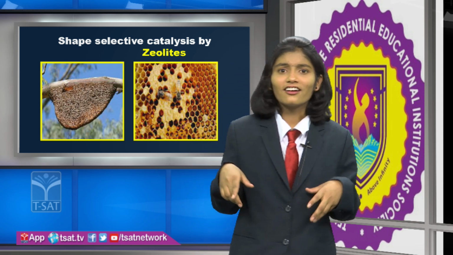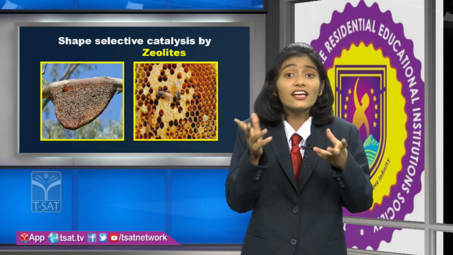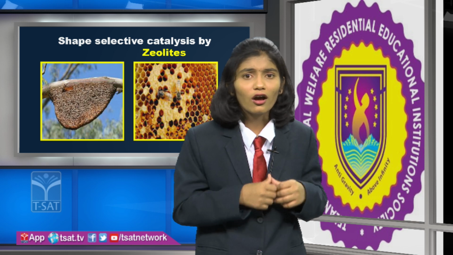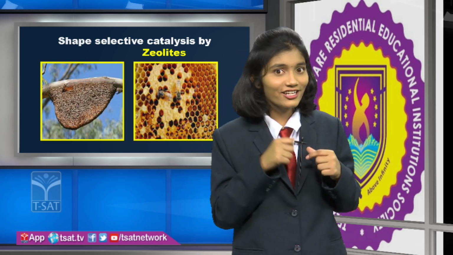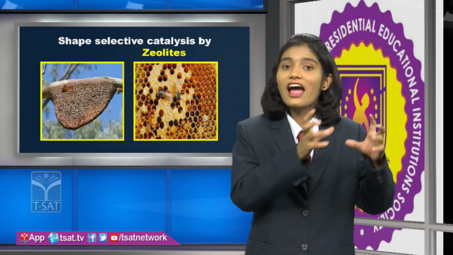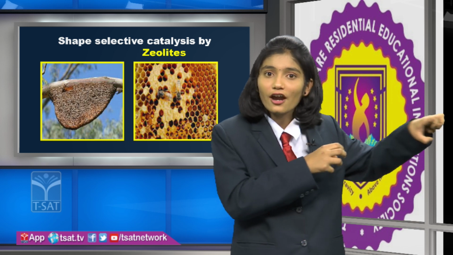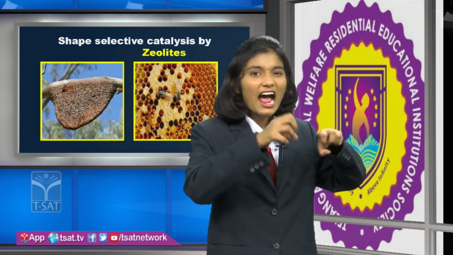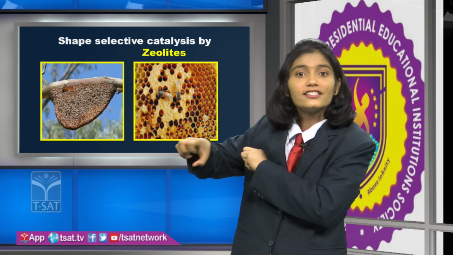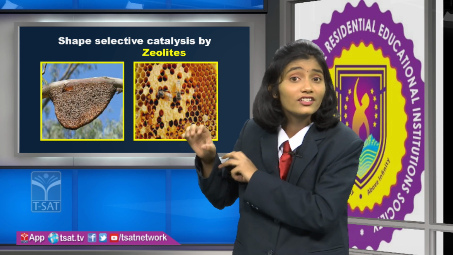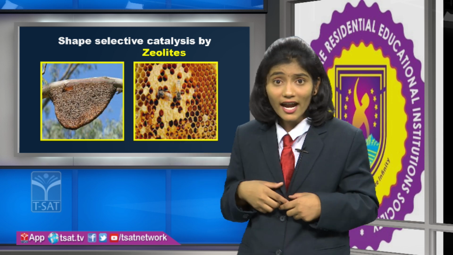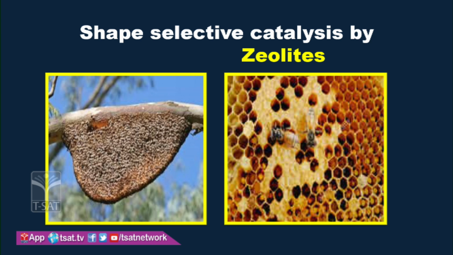Is this honey? How does a honeybee prepare its own honey, dear friends? Do you know? It will be very tasty, no? So here the honeybee sucks the nectar from the flower and it exactly inserts it into the cells of the honeycomb. Am I correct? Okay. So here the same process takes place in zeolites.